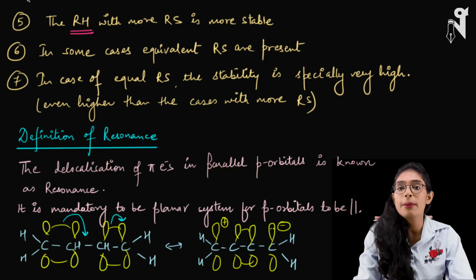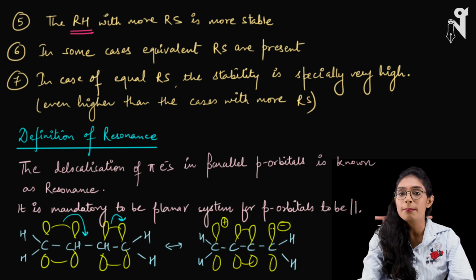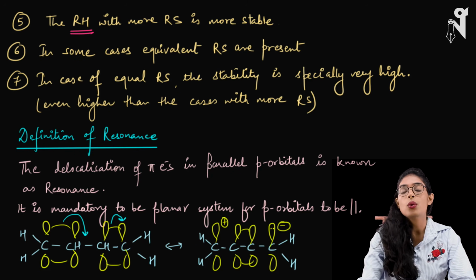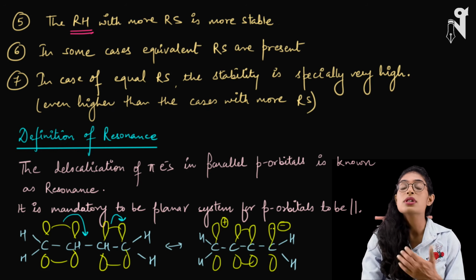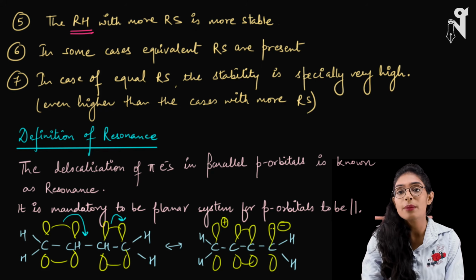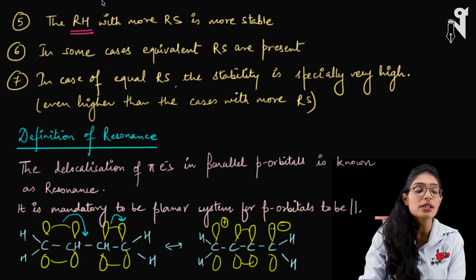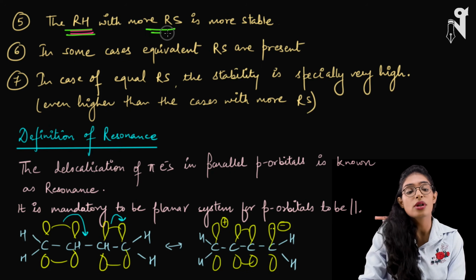So basically, if we are comparing two different compounds, we will see which particular compound is forming more resonating structures. The more resonating structures a particular compound can have, the more stable it will be. So how can I represent it in a sentence? The resonance hybrid with more resonating structures is more stable.